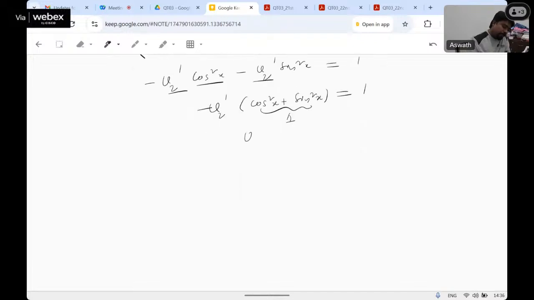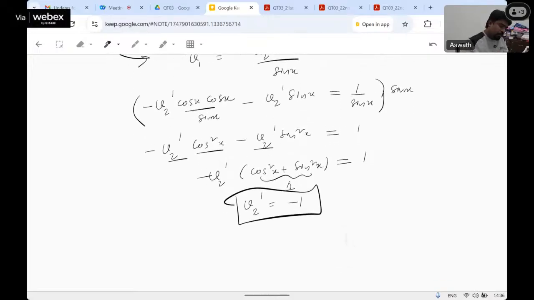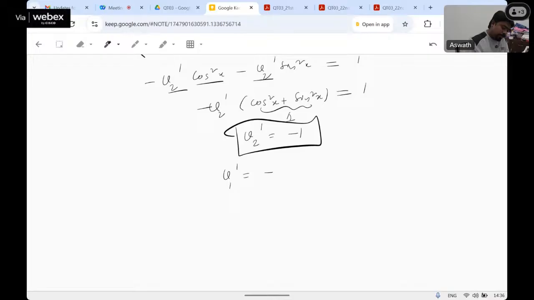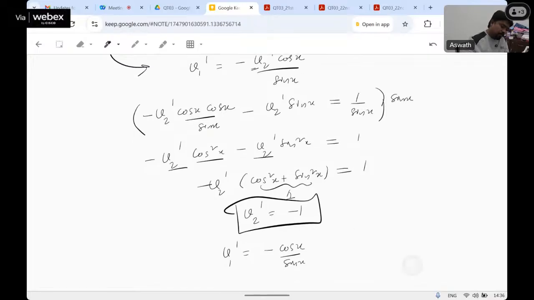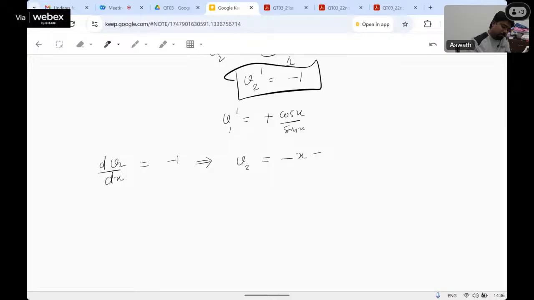So what it implies? It implies v2 prime is equal to minus 1. You see? So v2 prime is minus 1 means v1 prime is minus cos x divided by sin x. Okay, see here, minus of minus, that becomes plus sign. Okay, right? It's actually cot x. Now v2 prime means dv2 by dx is minus 1, which implies v2 is minus x, plus some constant.